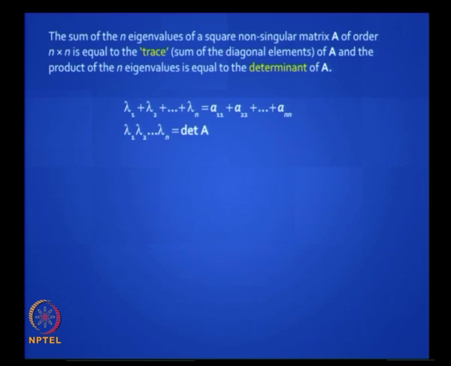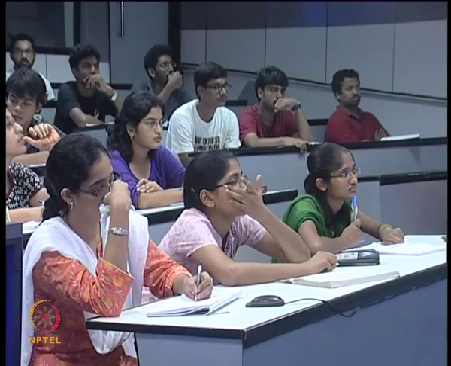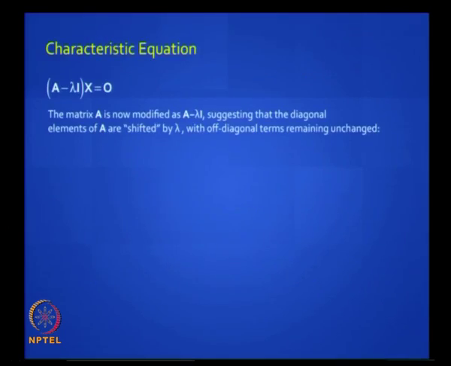There are some properties that I think you know. The sum of all the n eigenvalues of a square non-singular matrix A of order n into n, that means you have n eigenvalues, is equal to the trace, which is the sum of the diagonal elements of A, and the product directly gives you the determinant. So the properties of the matrix A are linked to the eigenvalues and the eigenvectors. So you can take a simple example. You can prove that these two properties are real.